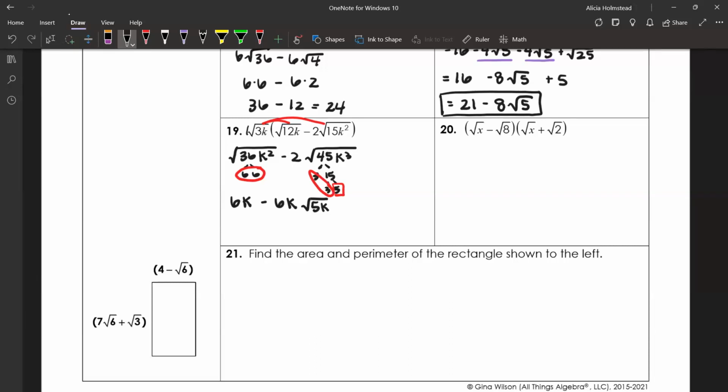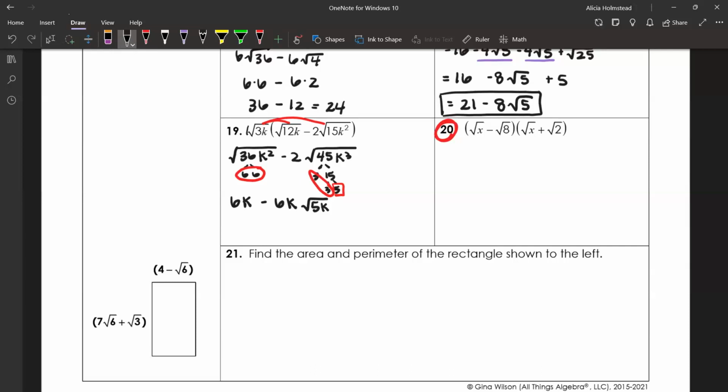And since those do not have the same radical, we cannot combine them. It's tempting because these are the same, but the radical part has to be the same too. Alright, I want you to go ahead and try number 20 on your own.